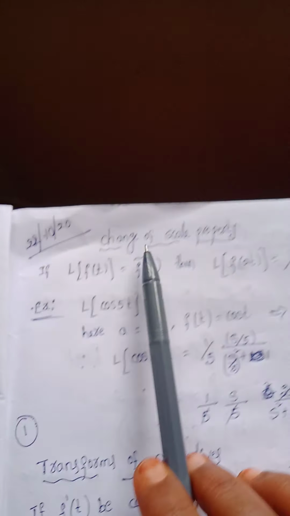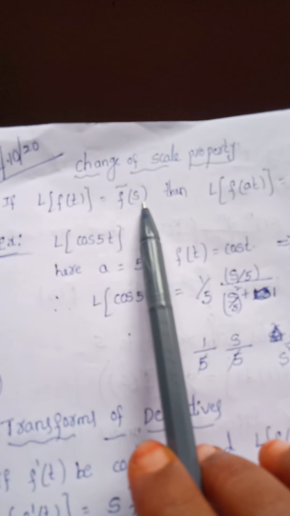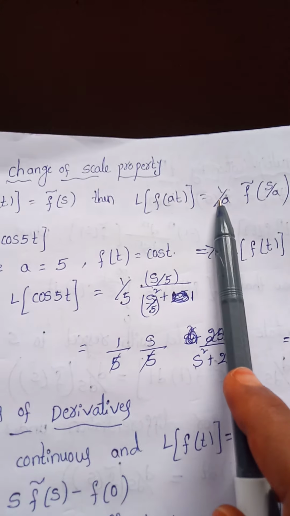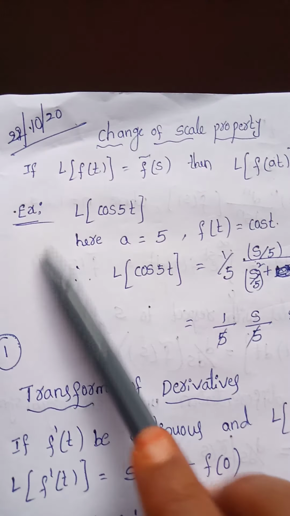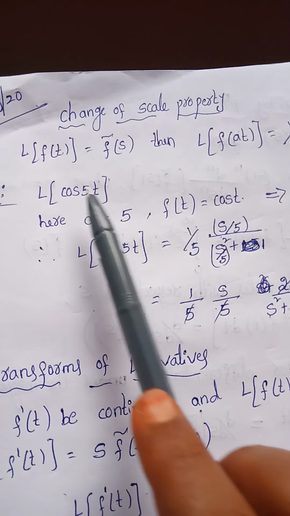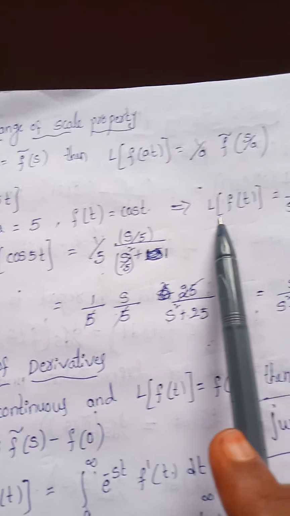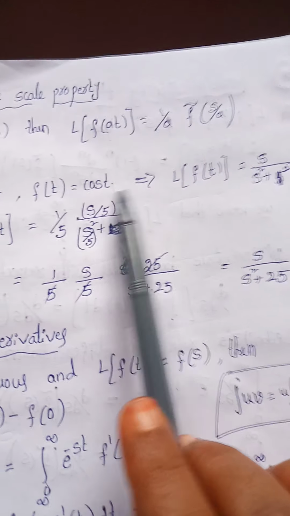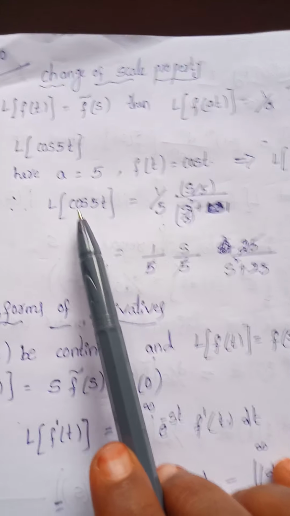Okay, so next one, change of scale property. This is the third property. If L of F of T is equal to F bar S, then L of F of AT is 1 by A into F bar of S by A. So for example, L of cos 5T: F of AT, A here is 5, and the F of T function is cos T. We can find the Laplace transform of cos T, S by S square plus A square. Here A is 1. Here, for the F of T function, S by S square plus 1 is F bar S. So now you can apply the change of scale property.